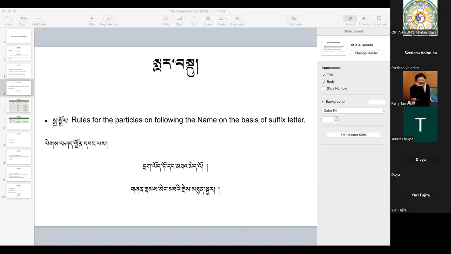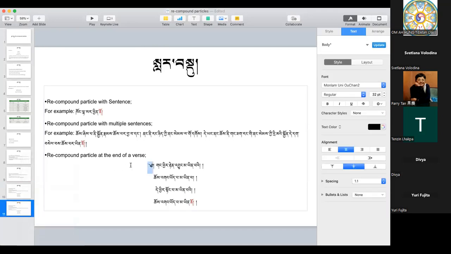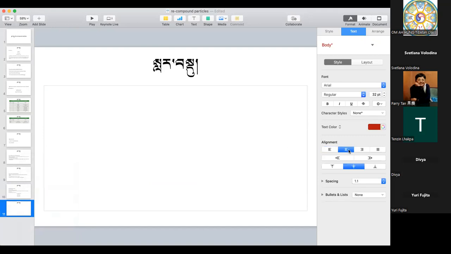The post suffix letter ta. For example, in this word, we see that ra is the foundation of name because it has the vowel. Then la is the suffix, and ta is the post suffix. So let me actually do it here because the screen is much bigger.